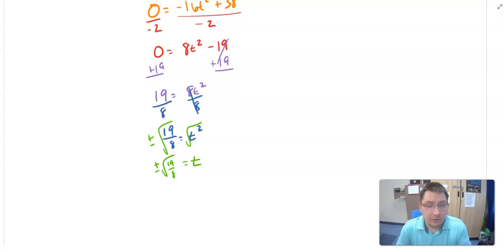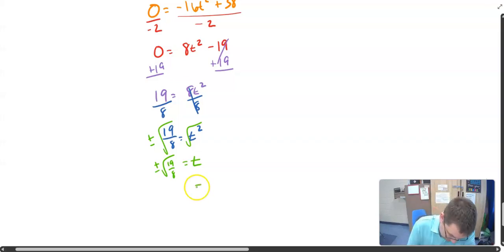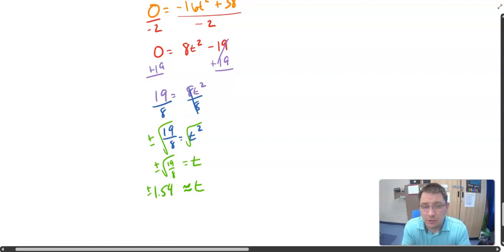So in your calculator, you're going to type in the square root. Remember, that's going to be second and square root. It's going to open a parenthesis as well. 19 divided by 8, close your parenthesis. And when we hit equal, we get a nice crazy decimal: 1.54110, and so on, right? And so t is approximately equal to positive or negative 1.54, rounding to the nearest hundredth.